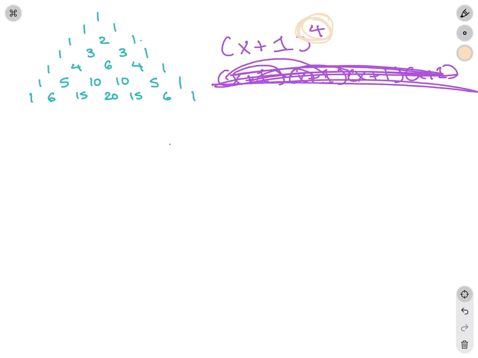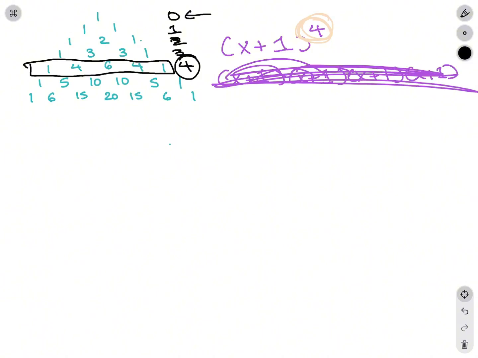So back to the row numbers. Remember, the first row is row 0. So look at your exponent. In your problem, it's x plus 1 to the 4th. So the 4th row is what we're going to use, and these are our coefficients. And remember, starting with row 0, then in row 4, since the exponent is 4, we're using the 4th row.